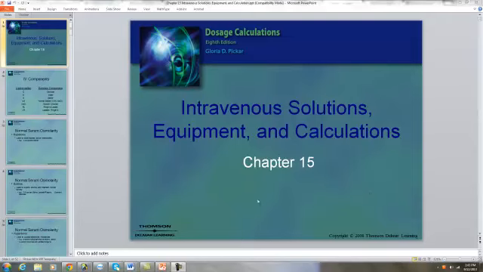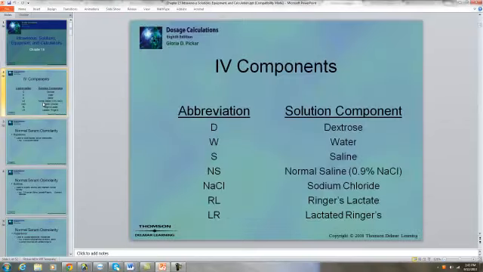In Chapter 15, we're going to be talking about intravenous solutions, equipment, and calculations. The abbreviations used are D for dextrose, W for water, S for saline, NS is for normal saline, NaCl is sodium chloride, RL is a Ringer's lactate, and LR is a lactated Ringer's.